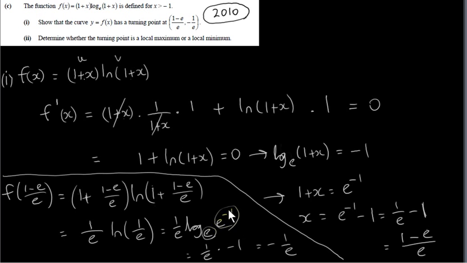Another way to see this is to use one of the rules for logs, and that is we can bring the power down in front. So we multiply minus 1 by 1 over e to get minus 1 over e. Then we have log to the base e of e. Well, log to the base e of e is just 1. That's another way you can see it. So the x value of the turning point is (1 minus e) over e, and the y value is minus 1 over e.